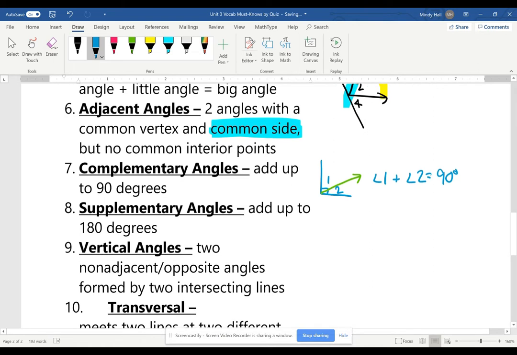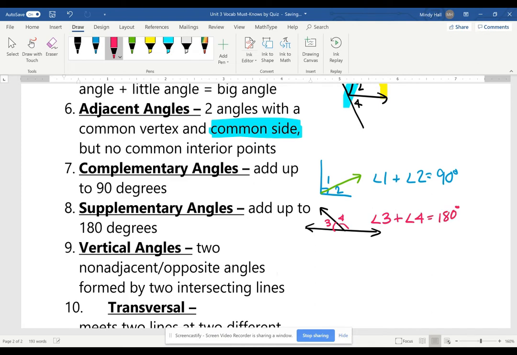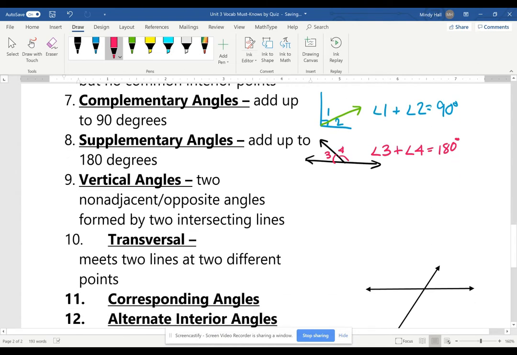Okay, supplementary angles, almost exactly the same, except you would have one big straight angle that adds up to make two other angles. So if we had angle 3 and angle 4, we could say that angle 3 plus angle 4 equals 180 degrees.